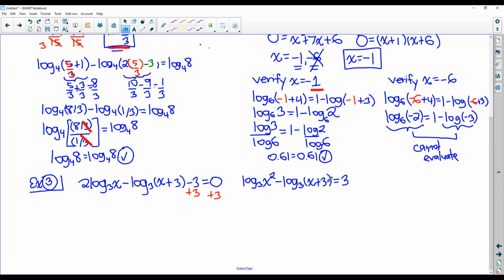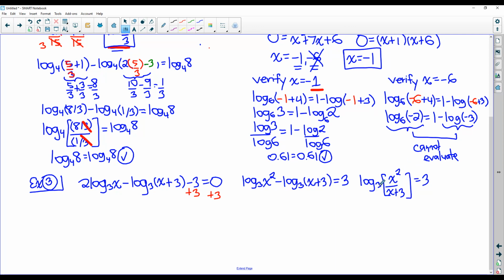Well, now you can combine these two using the quotient rule. So that would be log base 3, and the difference, quotient rule, is we're going to divide. So we'll have x squared over x plus 3 is equal to 3. And because on one side you have a logarithm and the other side you don't, this is just an equation in logarithmic form, and what I want to do is just convert it into exponential form to solve the equation.